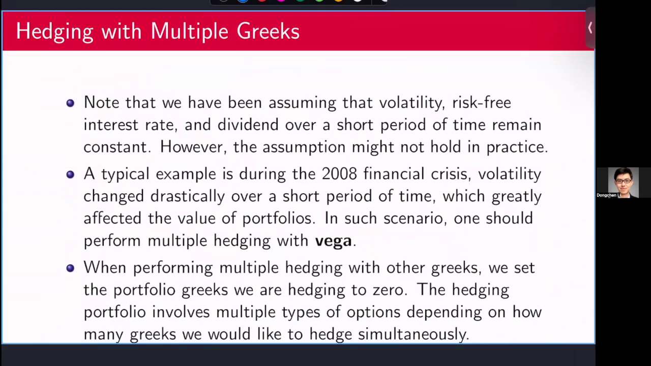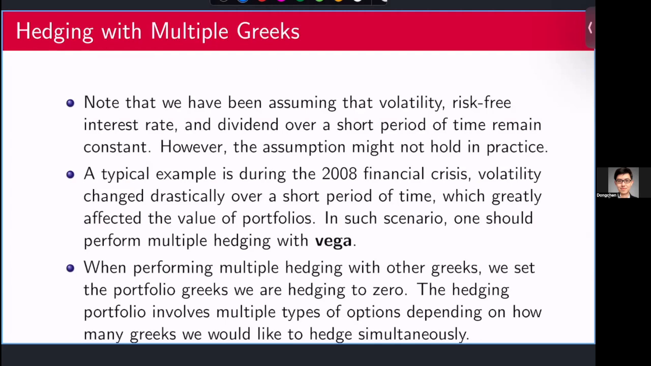So you can actually perform hedging with other Greeks, not just delta and gamma. So far, in all the examples that we have tried, we are assuming that there are three parameters that are unchanged, including the volatility, the risk-free interest rate, and the dividend of the underlying asset. Over a short period of time, this assumption is actually valid. But there are, of course, cases in practice in which those assumptions can be violated. A typical example is during the 2008 financial crisis.